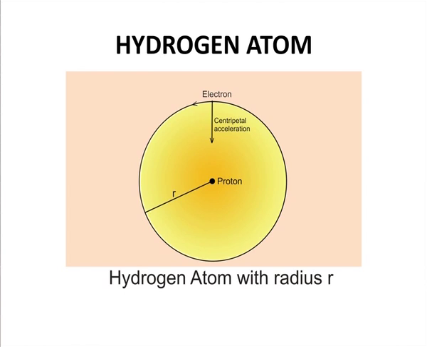Now, we come over to another problem, which is the hydrogen atom problem. Now, what is a hydrogen atom in the first place? Essentially, it is just a proton and electron system where the electron is orbiting around the proton and the necessary centripetal force is provided by Coulomb attraction.